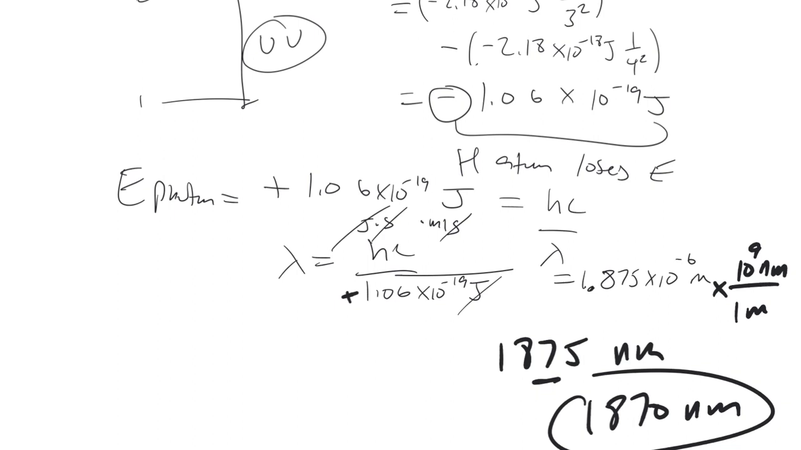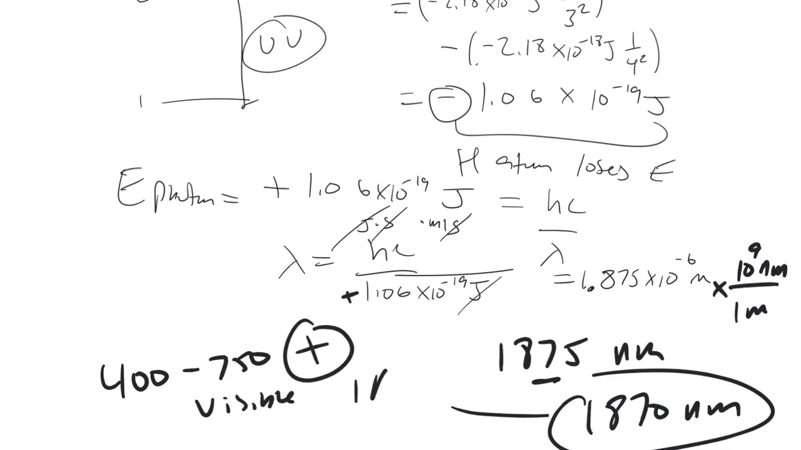Okay, so 1870 nanometers. If we're asked what region of the electromagnetic spectrum this is in, just remember 400 to 750 is our visible. If we're on the plus side of this, that's the infrared region. Now you might say, how do you know it's not microwave? Well, we probably wouldn't give that to you as a choice, but it's within an order of magnitude or so of the visible. So more than likely, that's going to be the infrared region.